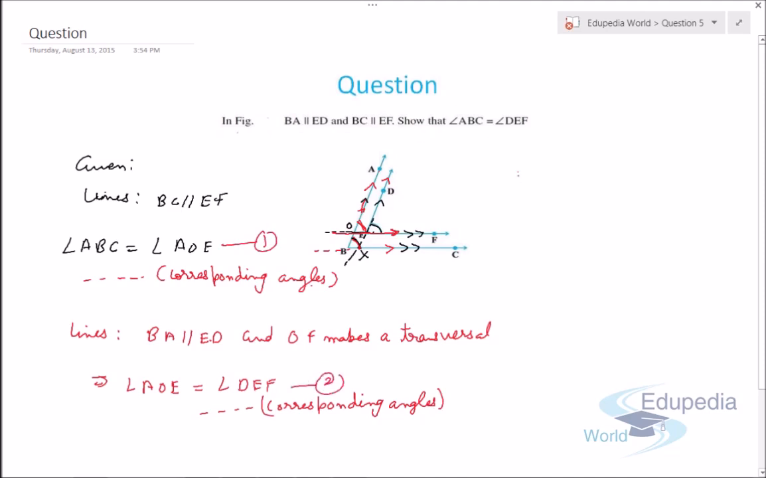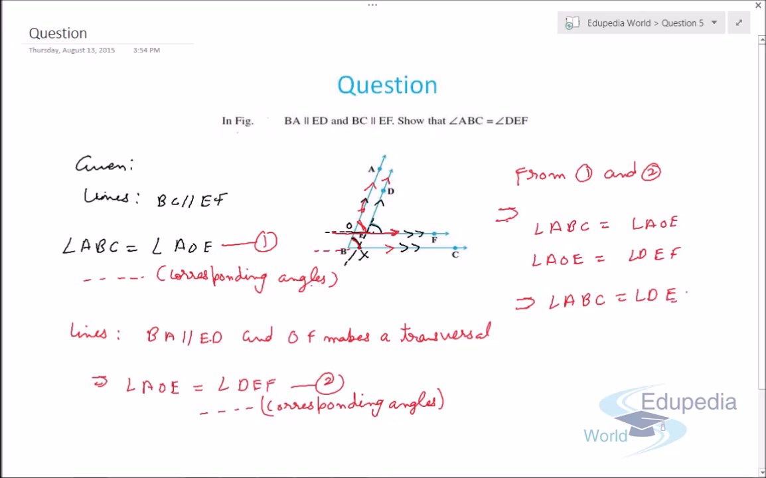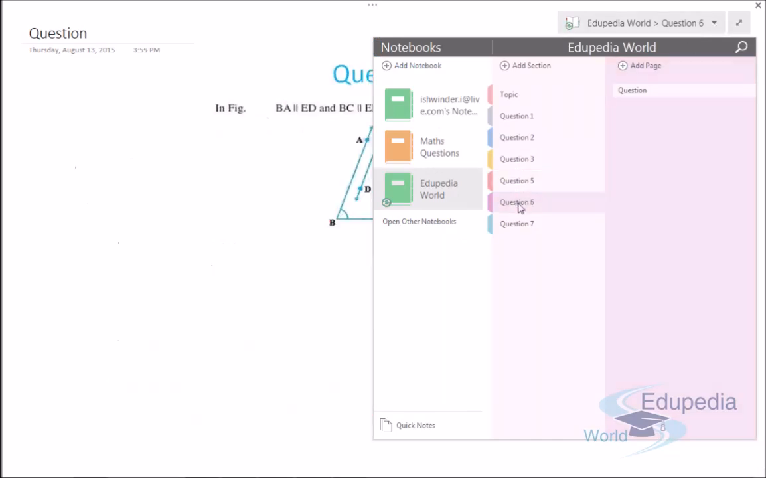Now from 1 and 2 we can imply that angle ABC is equal to angle AOE, and angle AOE is equal to angle DEF. So this implies angle ABC is equal to angle DEF. So this is how we can prove this type of question. So let's move on to the next question.